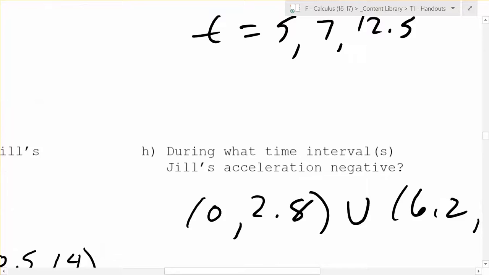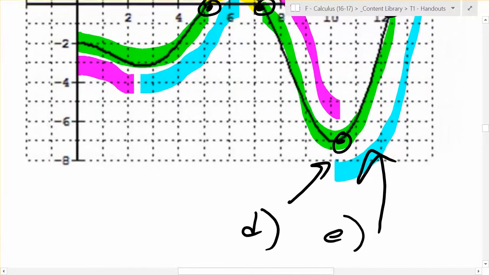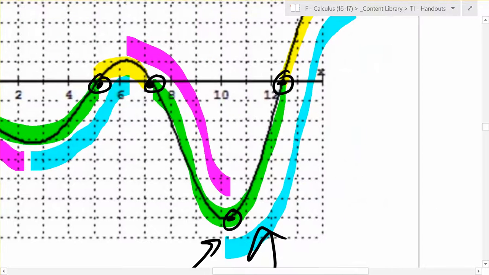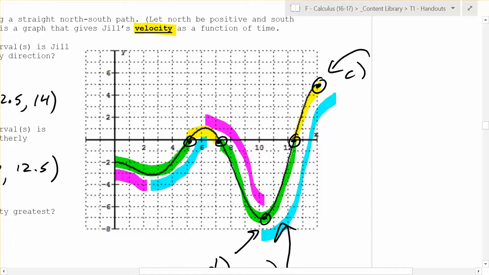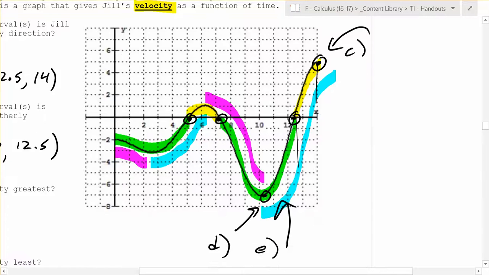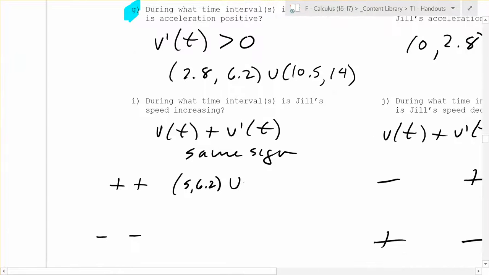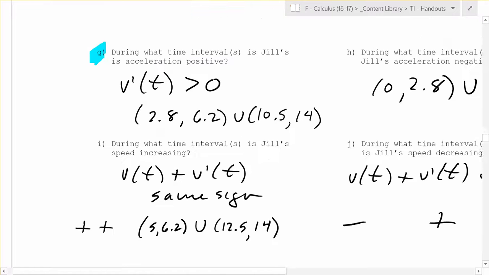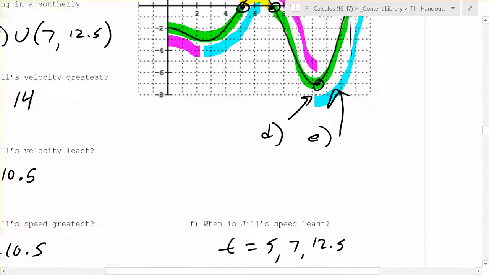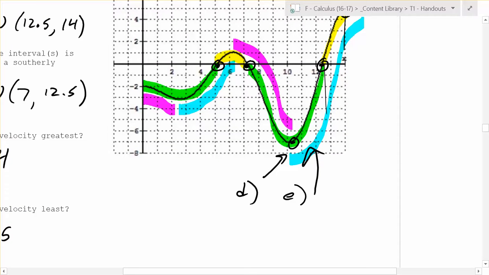And then where's it negative? So also where's positive and positive? 12.5 to 14, right there. So union what? 12.5 to 14. Isn't it also positive, don't they also have the same sign, 7.2 to 10? Hold on, that's what I'm saying.